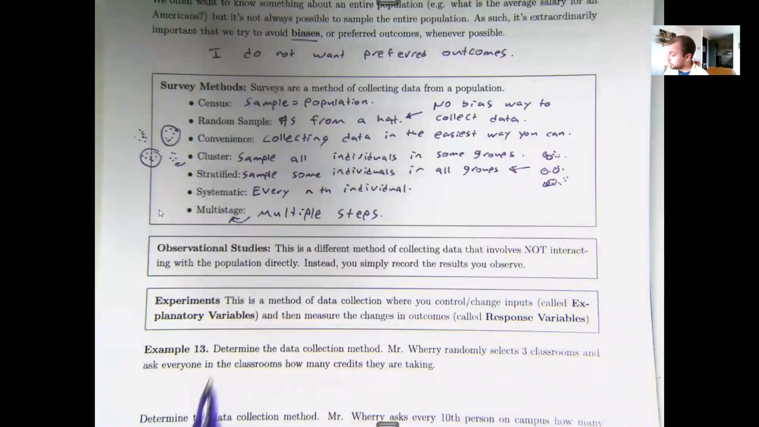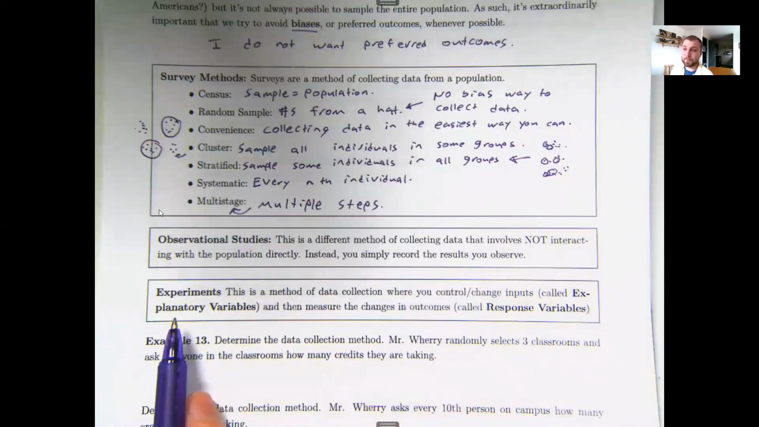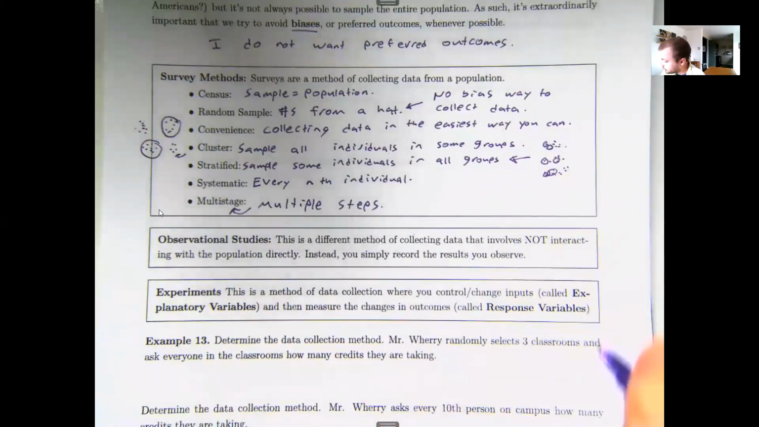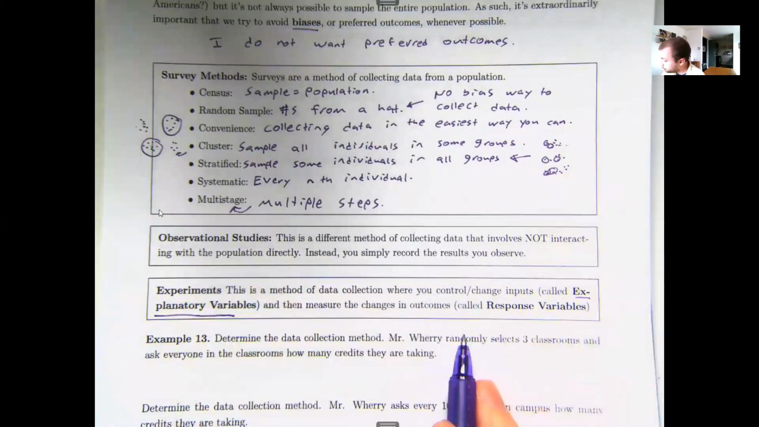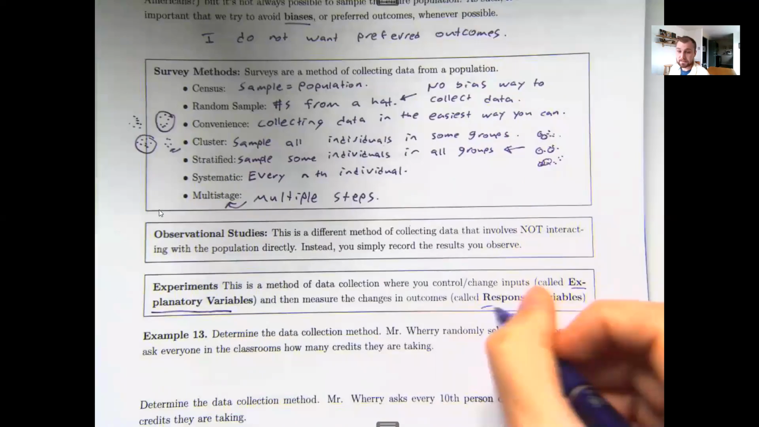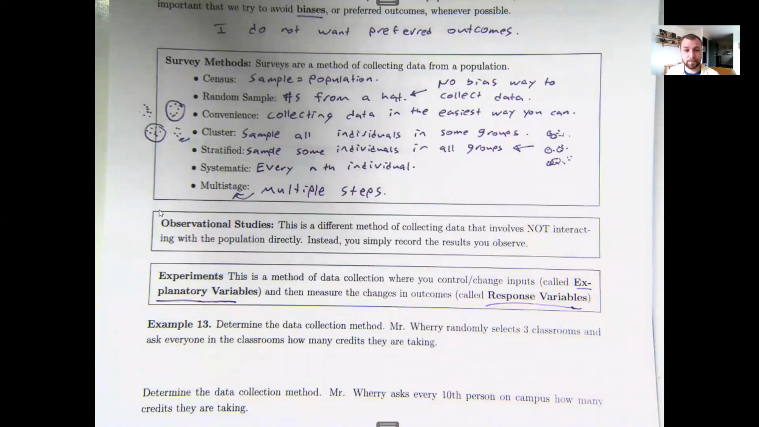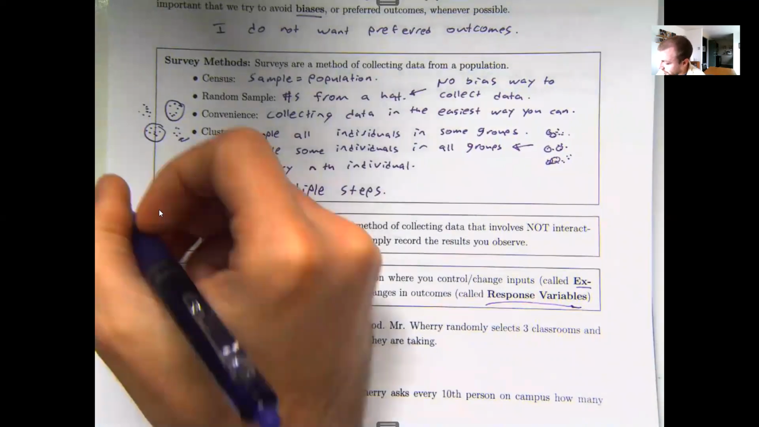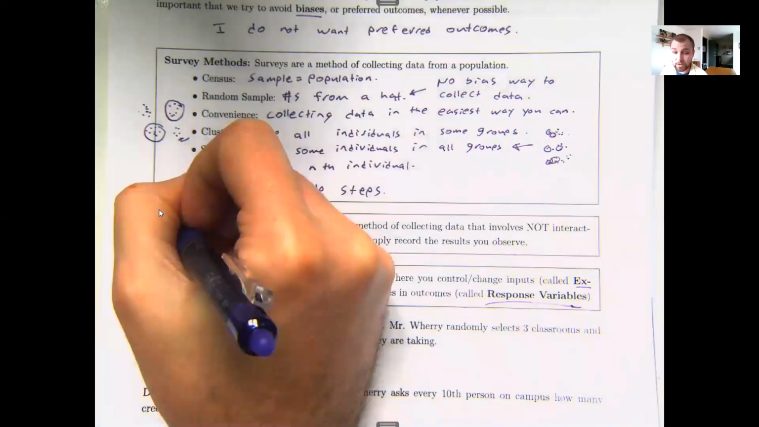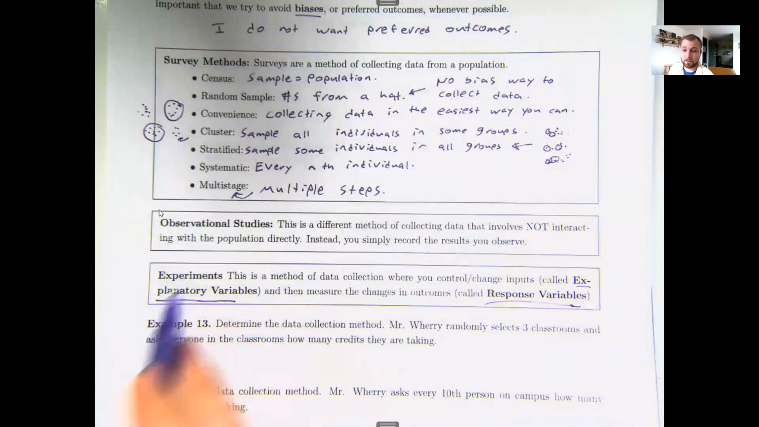If you are controlling the variables to try to see what happens, so if you have inputs, or explanatory variables, and you're trying to see what happens in response, that's an experiment. So for example, if I watch ducks at a lake, that's an observational study. If I go to the lake and I give them two different types of food to see if they like one more than another, that's an experiment. So observations, this is really hands-off. Experiment, this is remarkably hands-on.